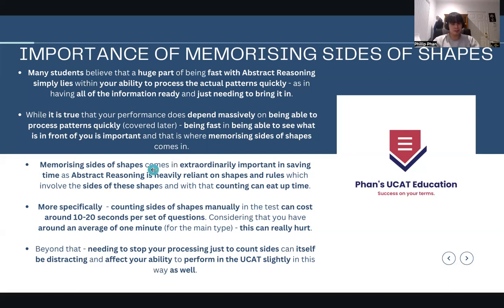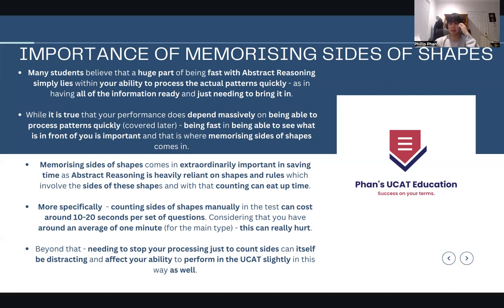When it comes to the UCAT, abstract reasoning is very reliant on shapes for its rules, and in fact on shapes in general, including rules that involve the size of these shapes more specifically. So this is a very, very important aspect. Shapes and their sides are very important as well, and you're pretty much always going to need to work with them. If you just spend time counting, it's going to end up costing you a lot of time.